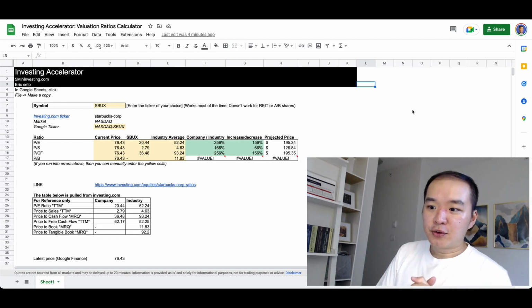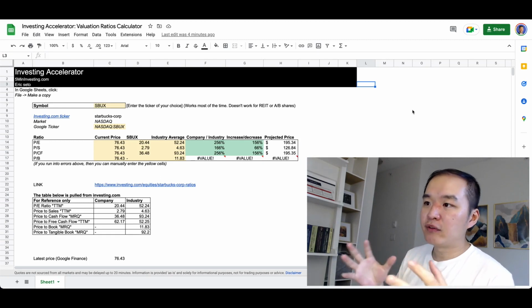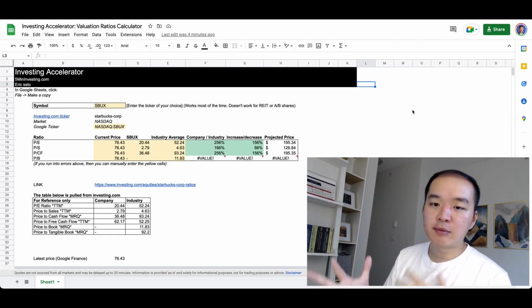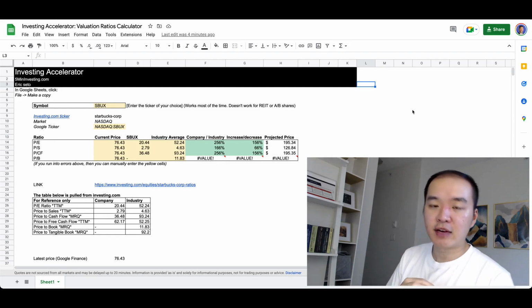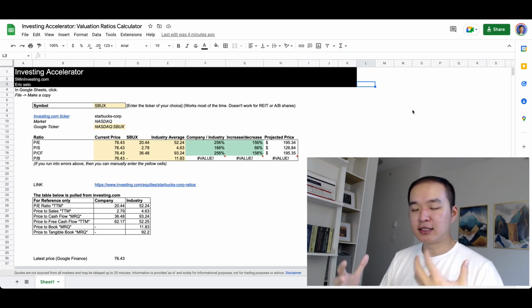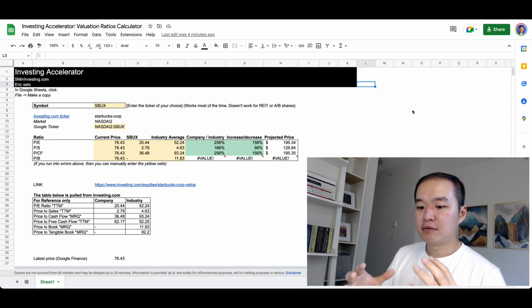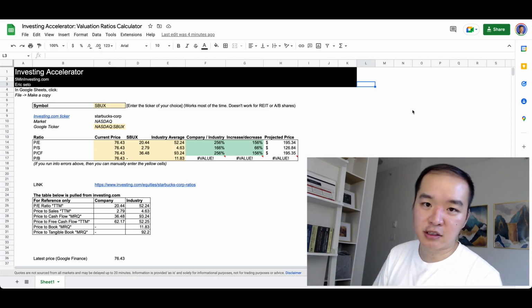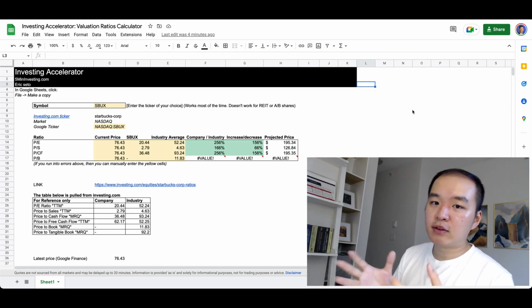Let me give you the background training for this valuation ratios calculator. Within Investing Accelerator, I developed a number of tools to basically shortcut and simplify investing by a mile. It allows you to use a lot less time to analyze a stock and to only use 1 to 2 hours a week to invest in the market. And this is one of the many tools.